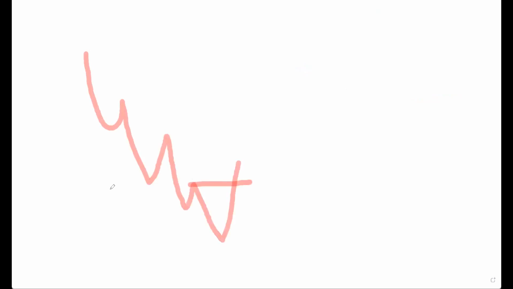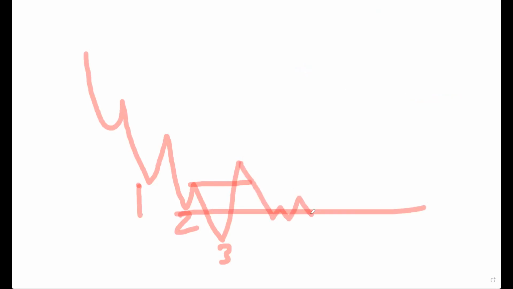Takes out the, this becomes the third low. This is your second low. This is your first low. Takes out the high. Wait for him to come down and test this area. 1, 2, 3. You get a rejection candle. And then you get engulfing.